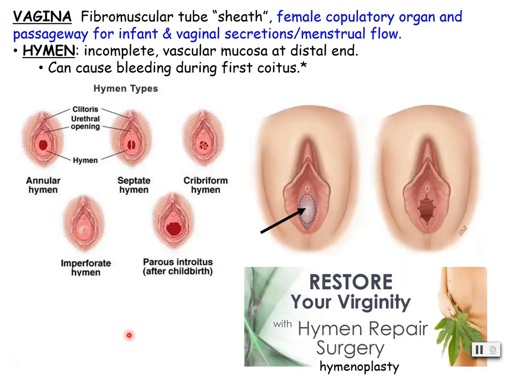All right, let's talk hymen. The hymen is just this incomplete vascular mucosa at that distal end. And here are all the variations of hymen for you. If I did a poll, what research says is only about 40% of women actually bleed during first coitus. Some women can actually be born with an imperforate hymen, and then a doctor would just slit this and open it up. It's not even surgery.